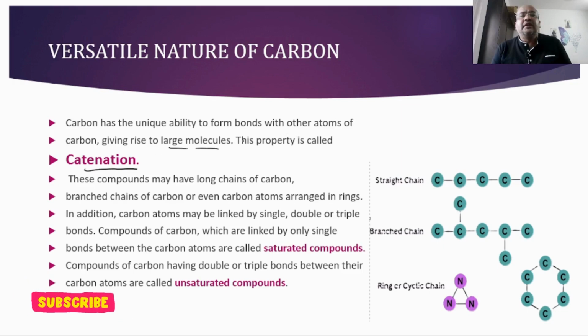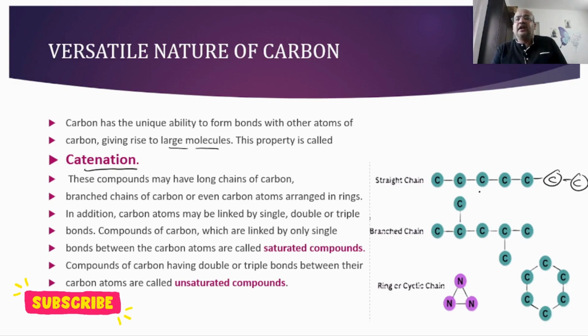It has the ability to form bonds with other carbons, and we can get large molecules. This property of catenation is very important. Here you will see that your straight chain carbon is linked together. The carbons are linked together in a straight line, and you can even get branched chains, because tetravalency is the valency of carbon.